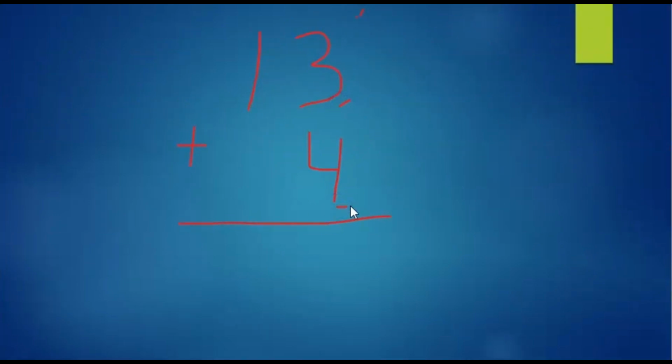Since we have a 3 here, draw 3 lines. 1, 2, 3. We have 4 at the bottom. Let's draw 4 lines. 1, 2, 3, 4. Now let's count all these lines together. 1, 2, 3, 4, 5, 6, 7. So 3 plus 4 equals to 7. Now let's move on to the other side, which is number 1. Since there is no number here, we're gonna assume that this number is 0. So 1 plus 0 equals to 1. So our total is 17.